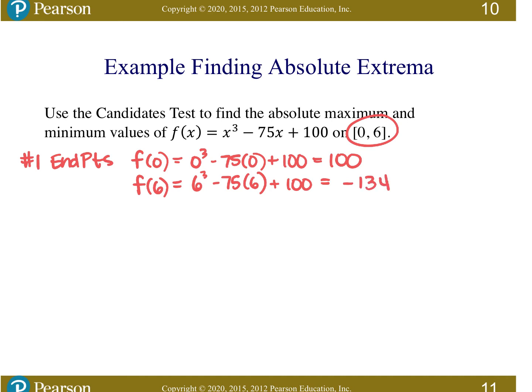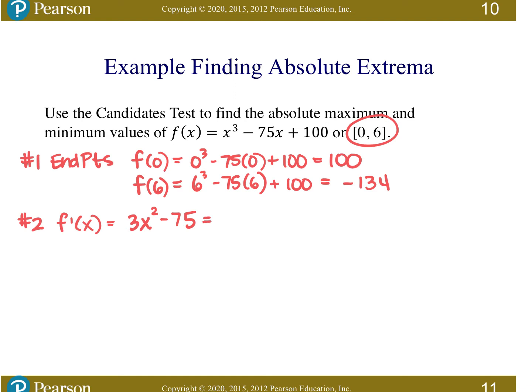All right. So our candidates so far are the endpoints. But we want to find out if there are any other points that might be higher or lower than these before we declare them to be the absolute. So for the second step, we want to find our critical points, and we're going to do f prime of x equals 0. So I need to figure out f prime. Okay, who wants to do the derivative of x cubed minus 75x plus 100? 3x squared minus 75. Okay, good. So now we're going to set that equal to 0.